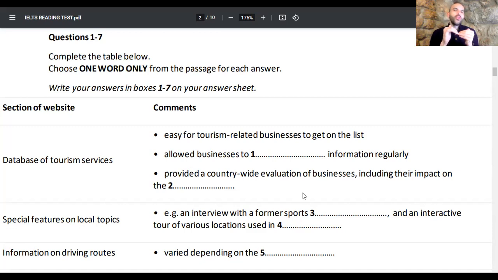Even you wouldn't be able to finish it in the 20 minutes allowed. And I didn't say 20 minutes, by the way. I have recommended to finish reading passage 1 in like, for example, 15 minutes, okay?